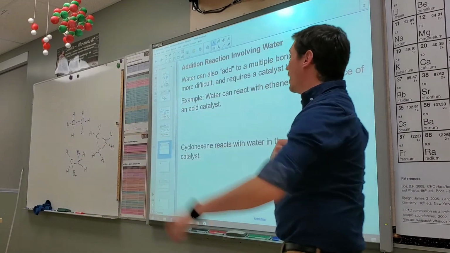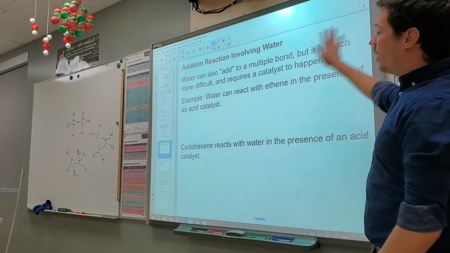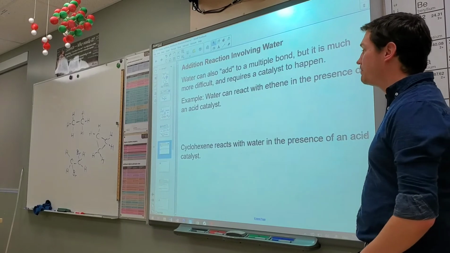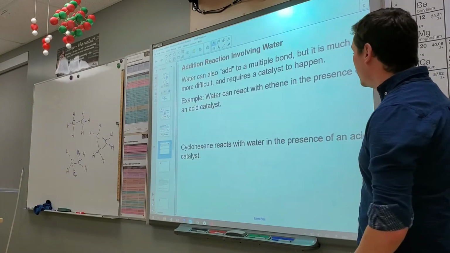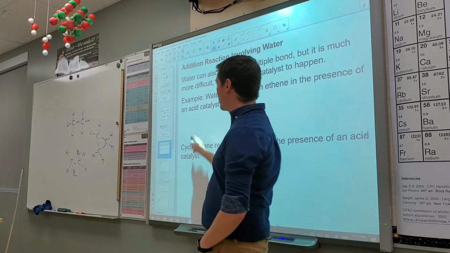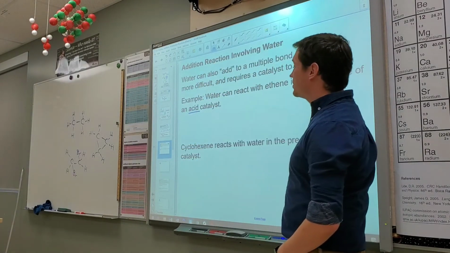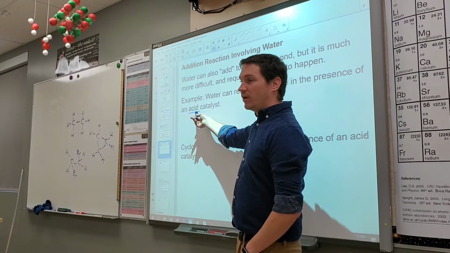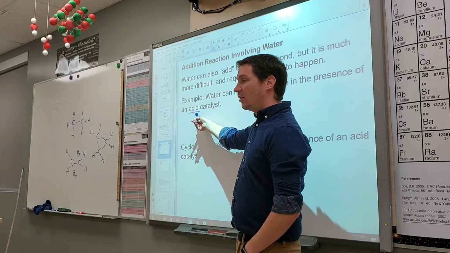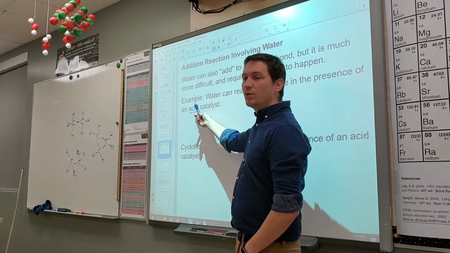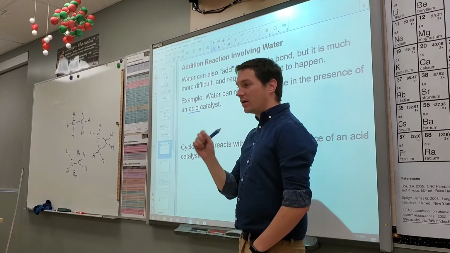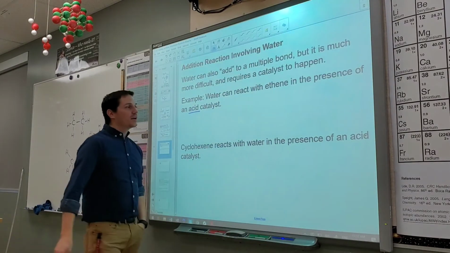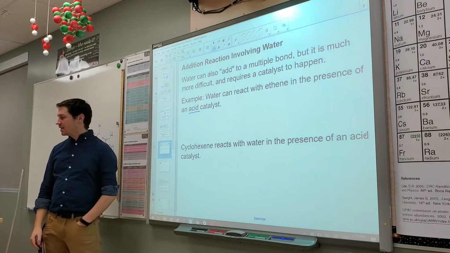We can get water adding across. So water can also add to a multiple bond, but it's much more difficult and it requires a catalyst to happen. Water can react with ethene in the presence of an acid catalyst. Hopefully this gives you flashbacks of Bronsted-Lowry reactions. What does the word acid mean to you? Hydrogen ion, right? H+. It has to mean that to you. Good. Okay, water can react with ethene in the presence of an acid catalyst.